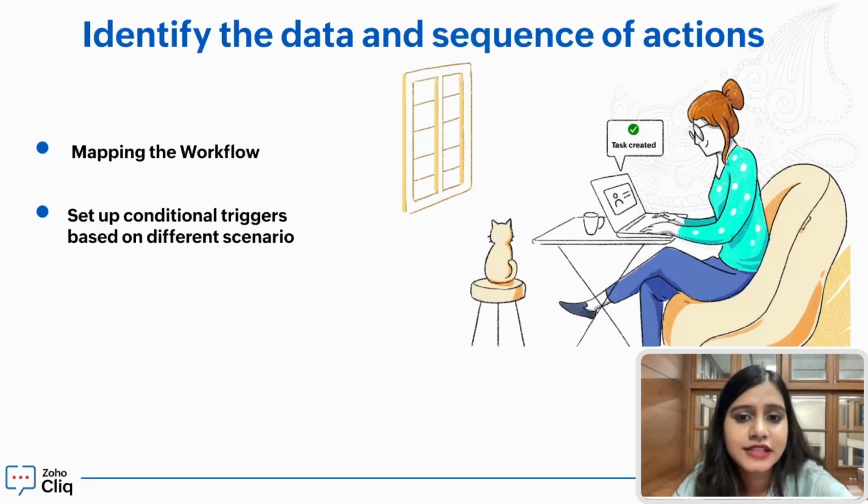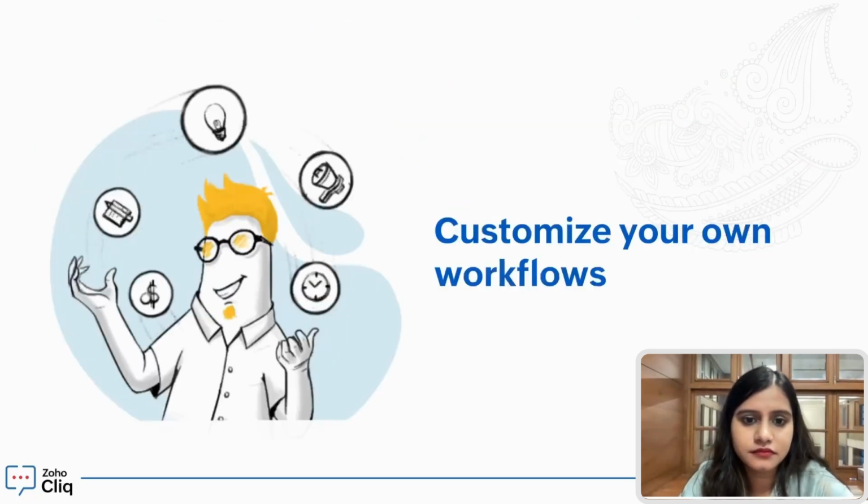By setting conditional triggers based on different scenarios, your workflow ensures the right actions happen at the right time without manual intervention. Every team operates differently, and that's the beauty of Zoho Cliq's automation capabilities. You can customize workflows to match your exact requirements. These are just a few examples of what's possible. You can create your own custom solutions tailored to your team's needs. Also, if you need any guidance, our support team is always there to help.